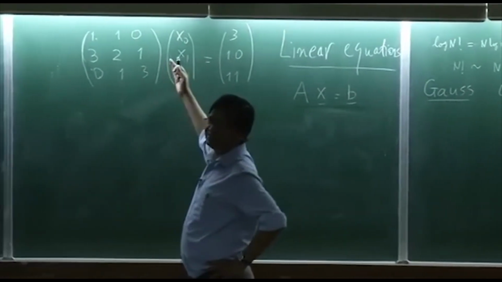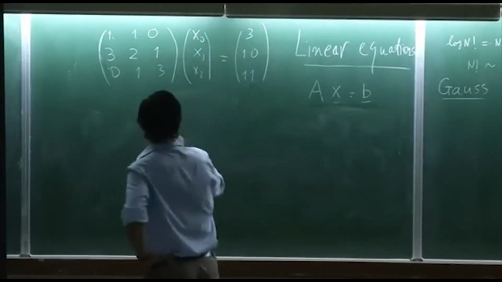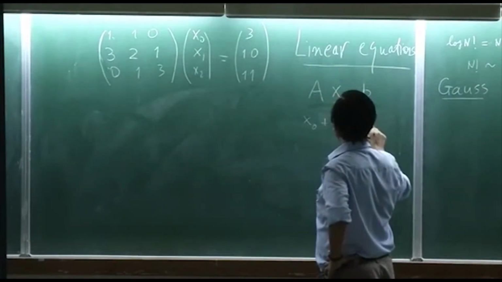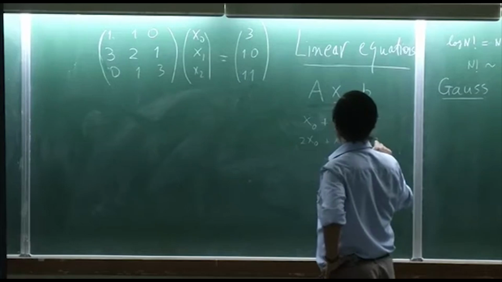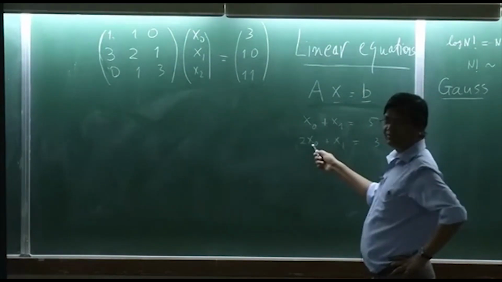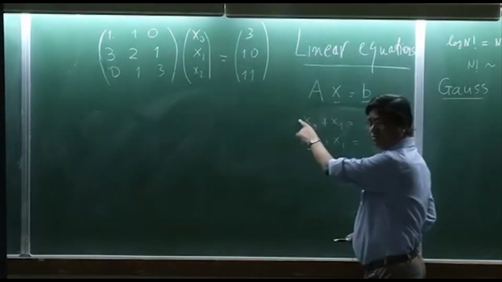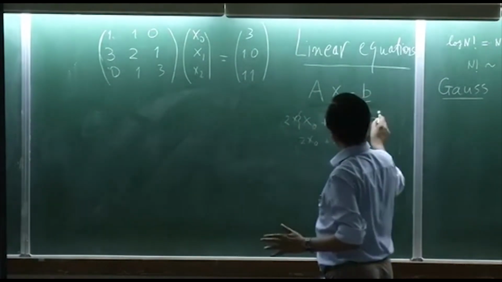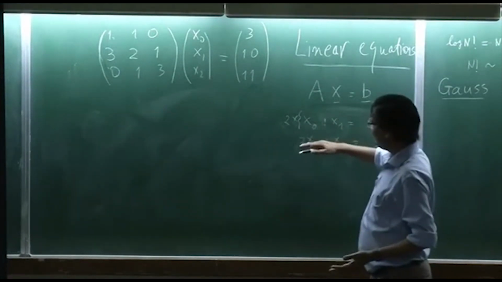Convert this to an upper diagonal matrix. Suppose I have the equations x0 plus x1 equal to 5, and 2x0 plus x1 equal to 3. It's always possible to eliminate this. How do I eliminate this? I can multiply this by 2. Multiplying an equation by any number doesn't change the equation. So multiply this equation by 2, then subtract the new equation from this.